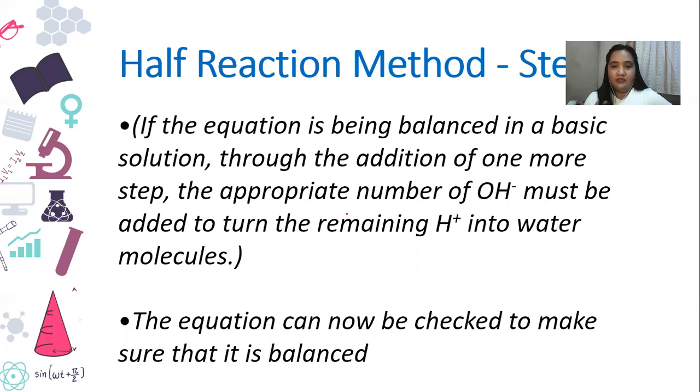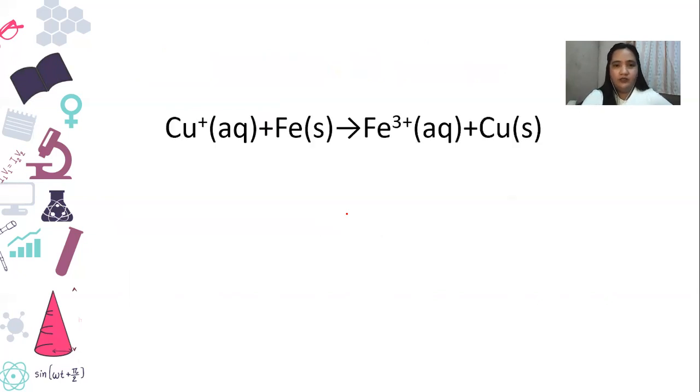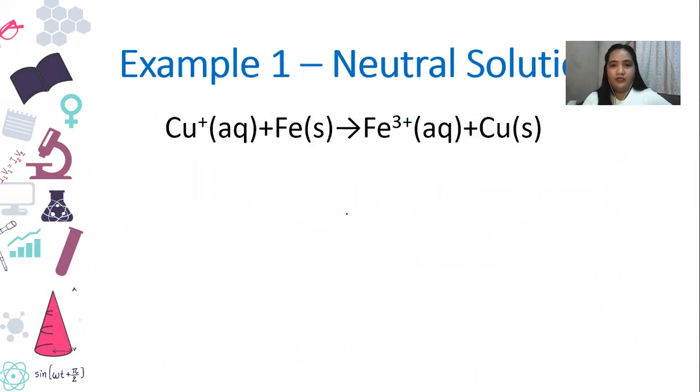And then the equation can now be checked to make sure that it is balanced. So what do you check? What I need you to check would be, of course, the number of elements should be balanced: non-hydrogen, non-oxygen, oxygen, hydrogen, charge. Those should be checked. Okay, let's start one example. First one will be a neutral solution.